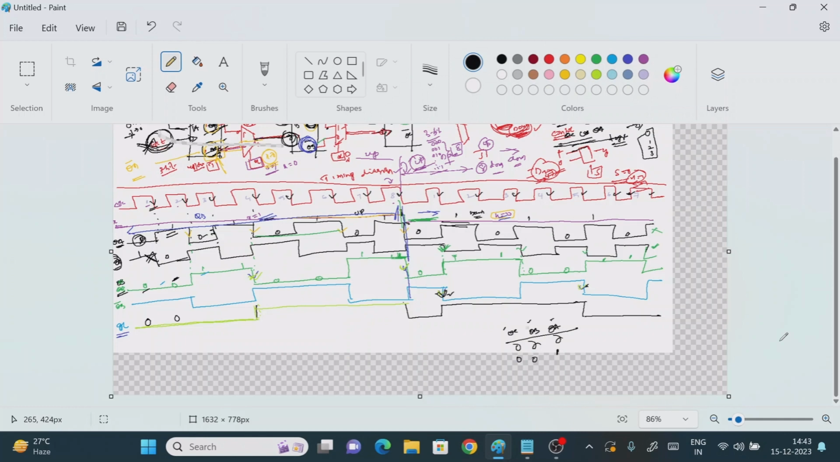For the next clock pulse, what is the value here? We are getting 0, 1. This value is 0. So 0, 1, 0. For the next clock pulse, what are we getting? 1, 1. This value is again 0. So 1, 1, 0. See, which count are we getting? 0, 1, 2, 3, right? After that, what is the next count value we are getting? 1, 0, 0, nothing but the 4.